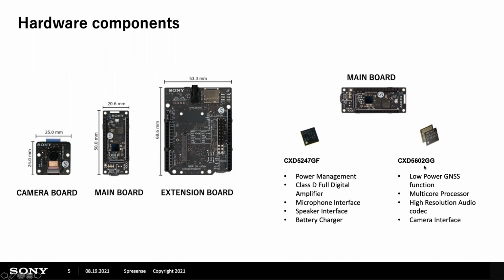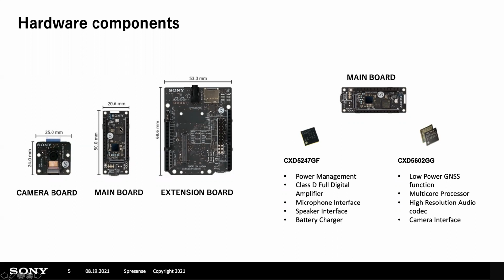You will hear this from me when I go over this presentation today. And then we have also CXT5247. Each of these chips are responsible for different functions, as I listed here under the name of this chip. For example, for 5602, we have high resolution audio codec available on this chip. Or for CXT5247, we have the Class D full digital amplifier available.